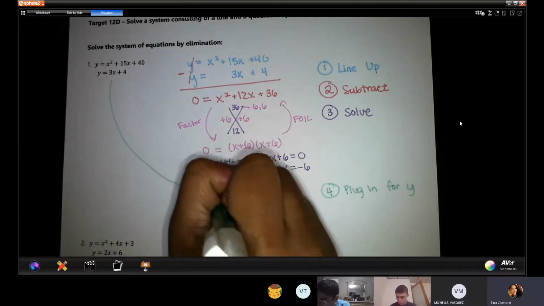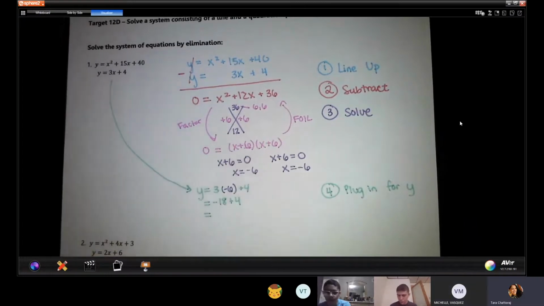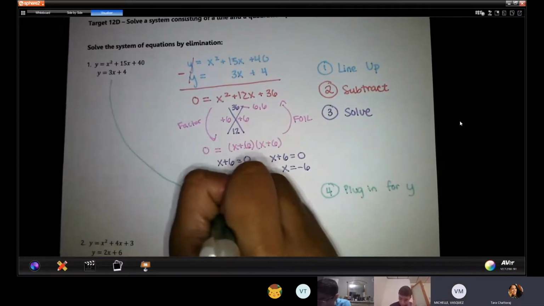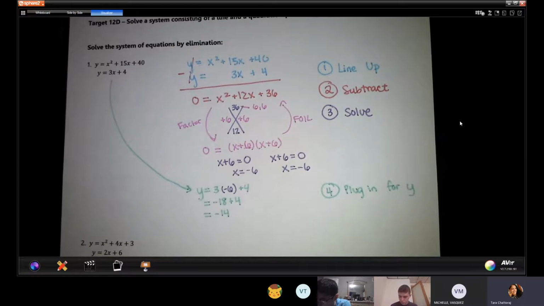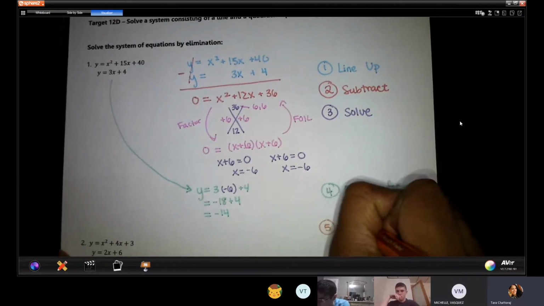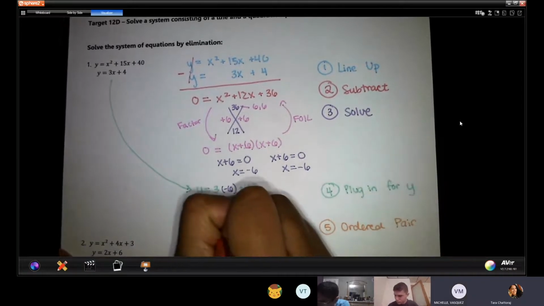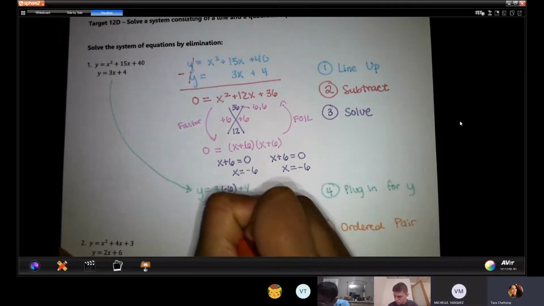-18, and then plus 4. So we get what? -14. Very good. All right. So then our final answer, you have to write it as an ordered pair. So step 5, ordered pair. We know our x value is -6 and our y value is -14.